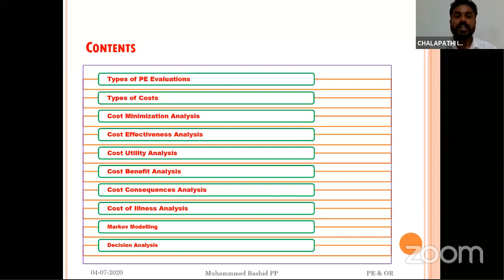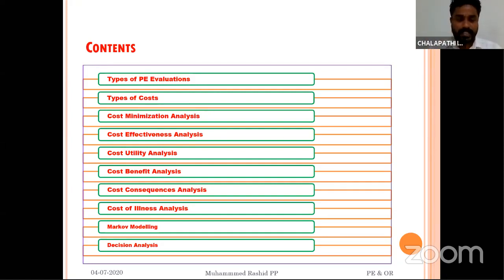Then what is cost and types of cost. Then I will tell you what is cost minimization analysis, cost effectiveness analysis, cost utility analysis, cost benefit analysis, and cost consequences. Finally, I will be touching upon Markov modeling and decision analysis. And as Nigita said, I'll be touching upon health related quality of life also if time permits, or else I'll try to tell you what health related quality of life is and how to calculate QALY when I'm explaining cost utility analysis. It will vary from situation to situation.